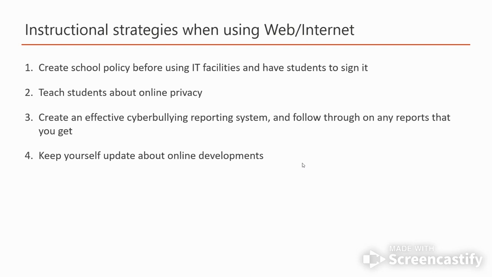What are the instructional strategies when using the web and internet? Schools should have a policy for using the IT facilities and then get the students to sign it. The policy or the procedure. Students should be trained about online privacy. Most schools these days have a cyberbullying reporting system, and ask the parents, teachers, and other students to follow through on any report.